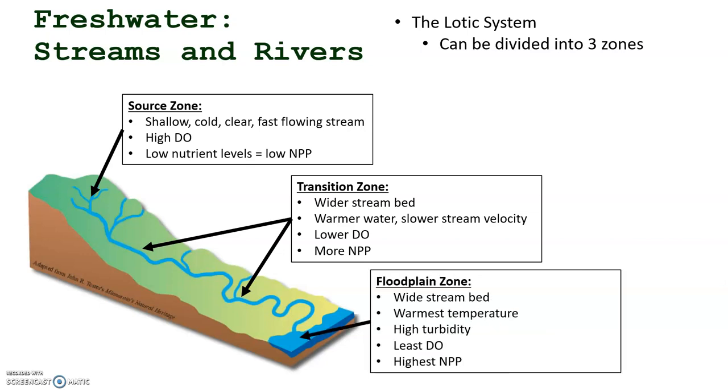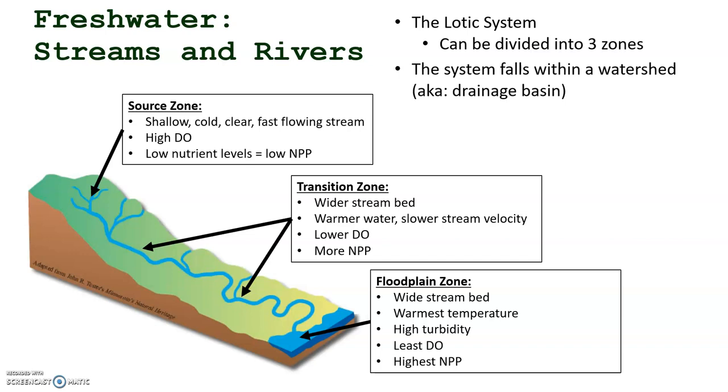And then we have the floodplain zone. It's the wide stream bed, the warmest temperature, and high turbidity, which is how well you can see into the water. It's not as clear. It has the least dissolved oxygen, and then the highest net primary productivity.